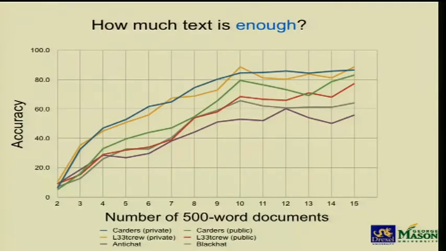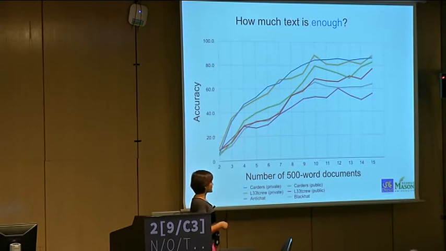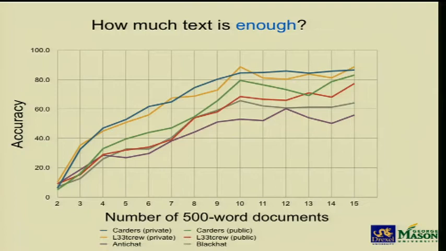How much text is enough? So when we are modeling a classifier to identify a member, we need to train the classifier with enough text of that user. And we wanted to see how much text is enough to correctly identify a user among other users. Here, the x-axis of this graph shows the number of training documents used for training, and the y-axis shows the accuracy of our classifier, and each line here shows one forum. Here you can see that as we are adding more and more documents for the training process, the accuracy was increasing.